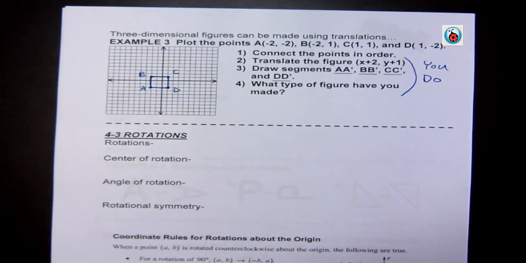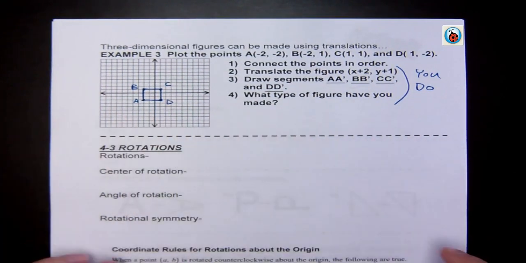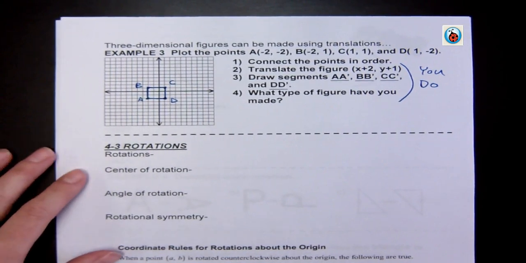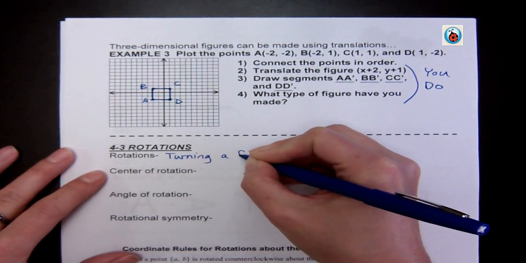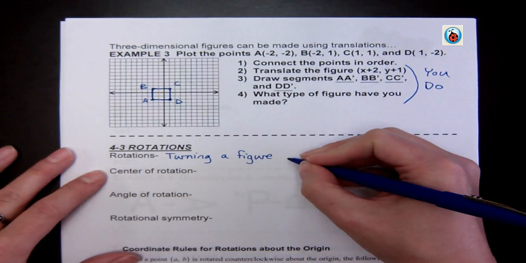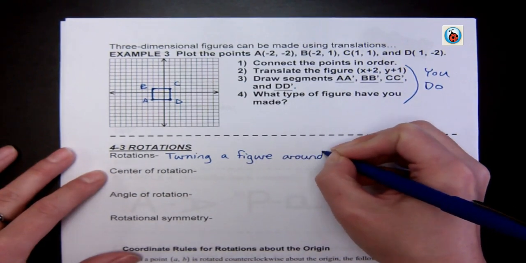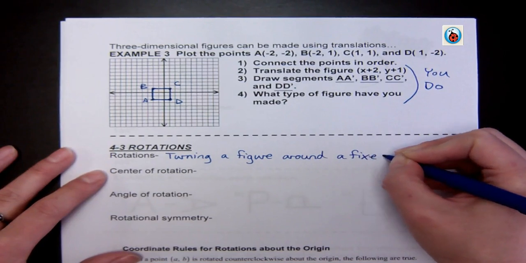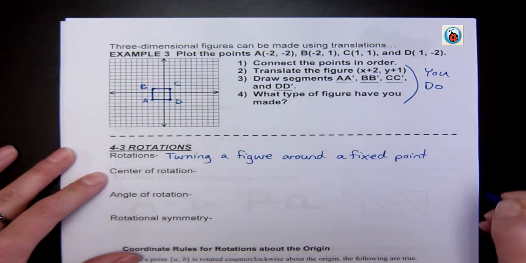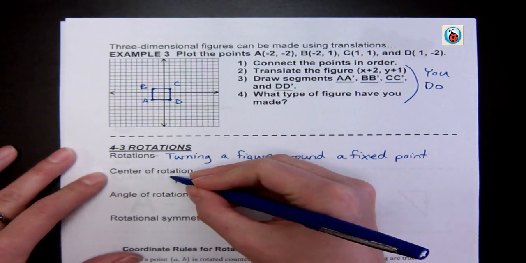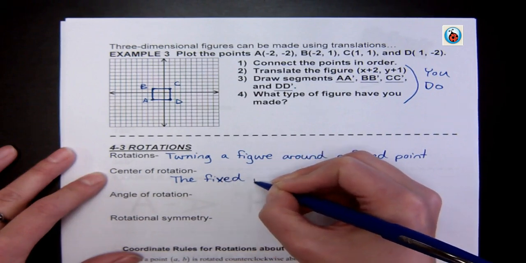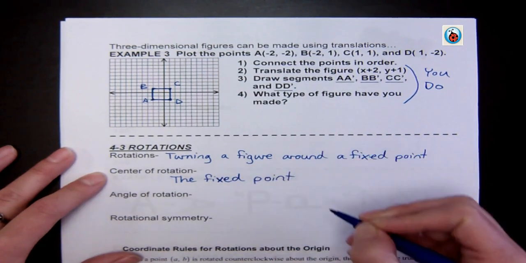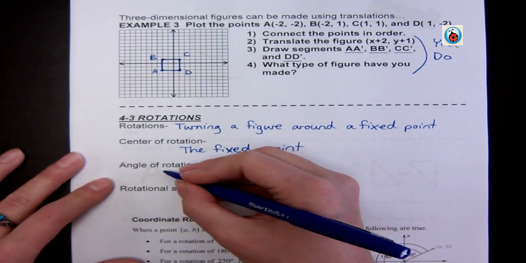So that is our translations, and a lot of your rotation project will probably be translations because we're just moving figures around. Next one is rotations. Rotation is just turning a figure around a fixed point. Center of rotation is the fixed point. Angle of rotation is how much you rotate.